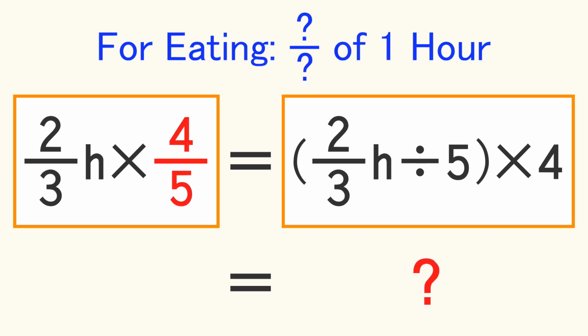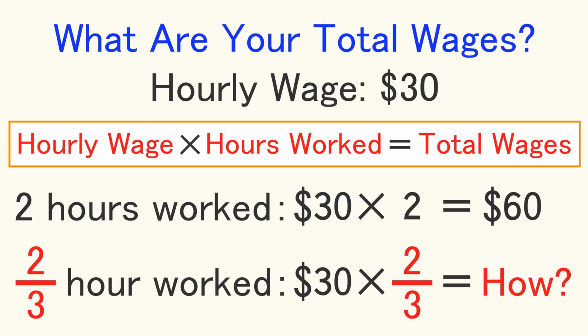Here, a new fraction 4/5 appears as the multiplier, but it's important to notice that it appears in a different way from the fraction as a multiplier in the earlier wage example. In the wage example, we directly use the formula hourly wage multiplied by hours worked equals total wages. And by putting 2/3 as a specific time value in hours into it, the multiplier 2/3 appears right at the beginning.